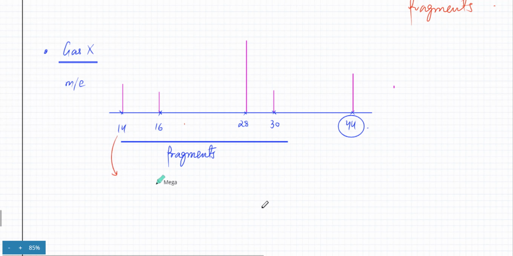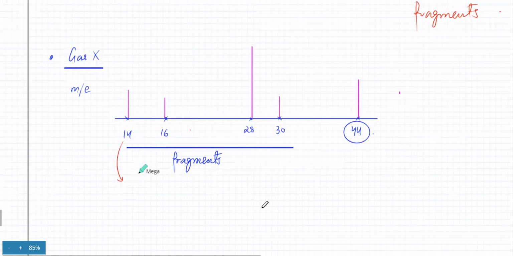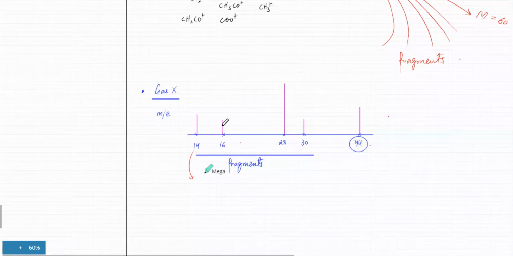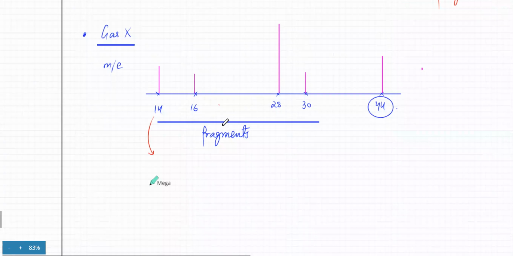Which particle has a mass of 14 in the periodic table? The smallest particle is an atom, right? The molecule would break down into smaller pieces. Eventually, you'll be left with carbon and oxygen and hydrogen atoms. That's it. So the smallest species are usually atoms. So 14 is definitely nitrogen. When they're talking about fragments, always write +1 over here. Then what's getting detected at 16? Oxygen. That's definitely oxygen.